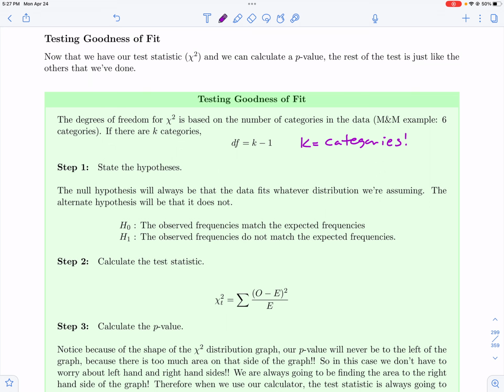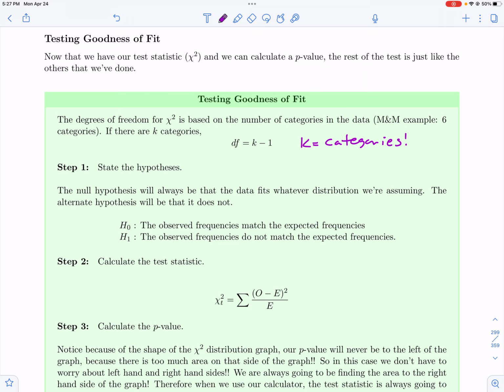So if we look back at the original question, we had 6 colors. Each of those colors represented a category. So in that case, our degrees of freedom for that M&M one would have been 5. So 6 minus 1.